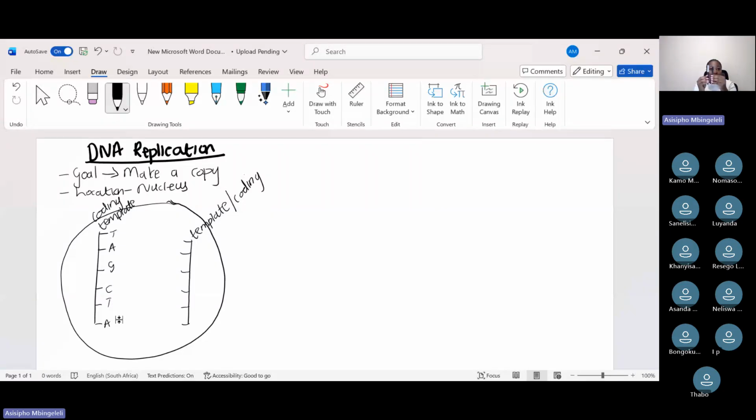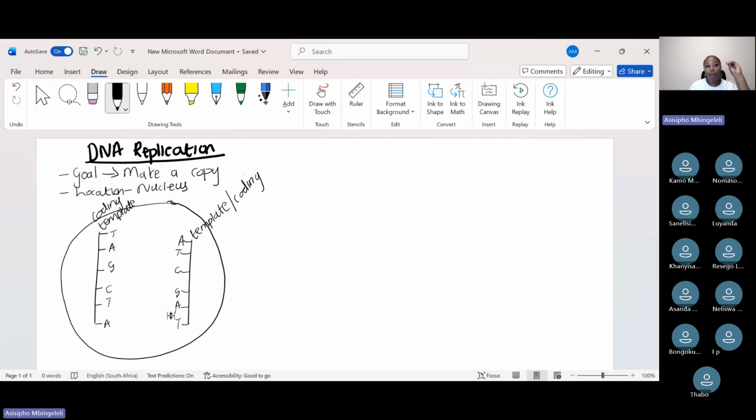So, but initially these two were paired together. So that means this side will have an A. If I mess it up, please do correct me. It's been a long day. A, then T, then C, then G, A, and then T. Yay, we're happy, right?